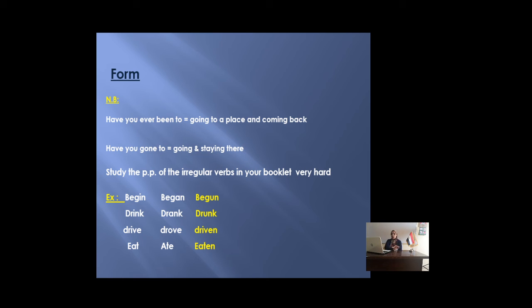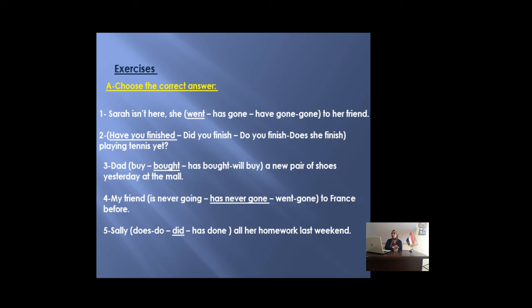Let's go to slide 9. It's the example or exercise that we have. Choose the correct answer. It's done for you to know the difference. Sarah isn't here. She went, or has gone, or have gone, or gone to her friend. Okay, she's not here. I may use it, she went to her friend, or I may use it, she has gone to her friend. Why should I use it, she has gone? I don't have any keywords here. So I have to say, she went to her friend.